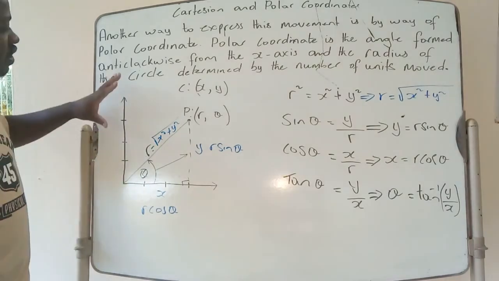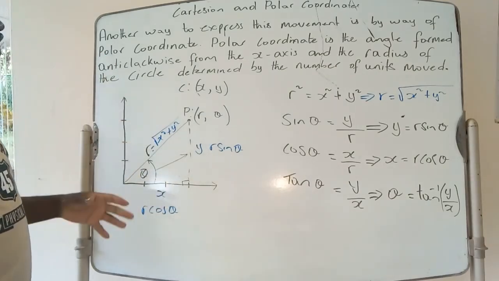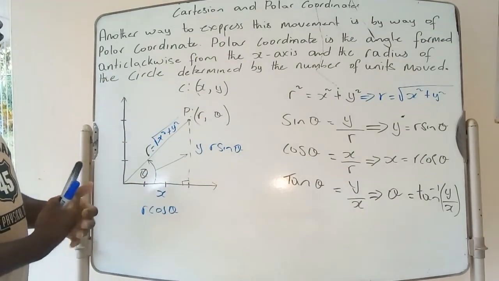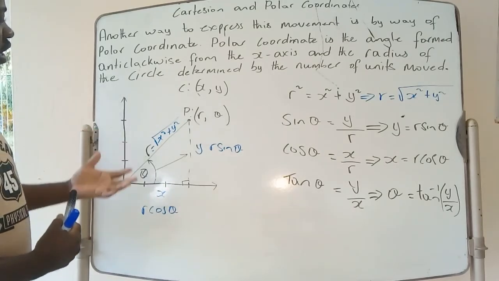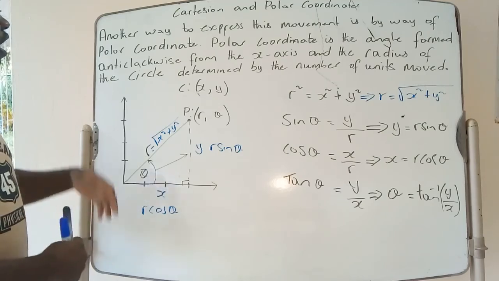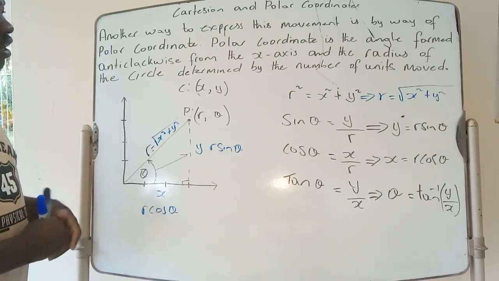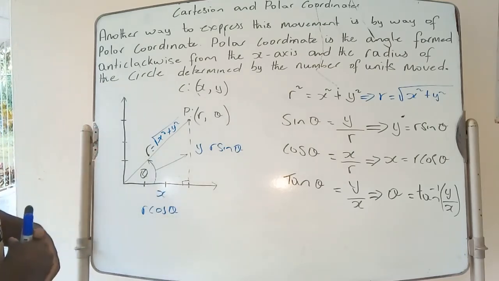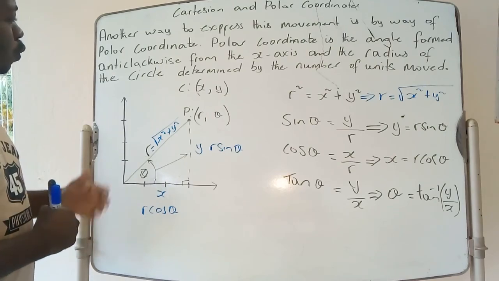Now, with all of these relationships in mind, we can use them to convert from Cartesian coordinates to polar coordinates, and also from polar coordinates to Cartesian coordinates. So what we're going to do is to look at some examples and how we do that.